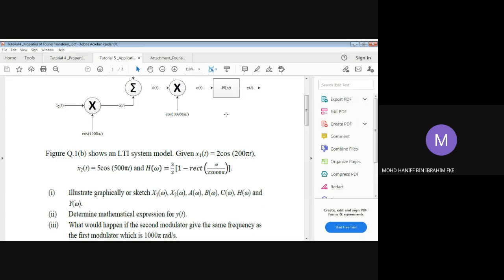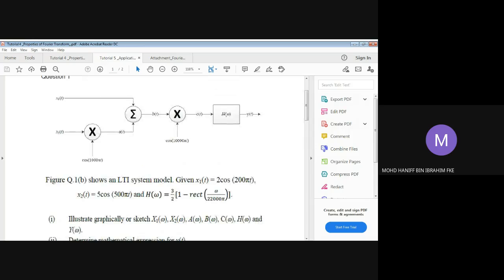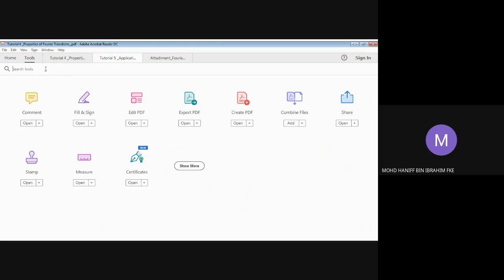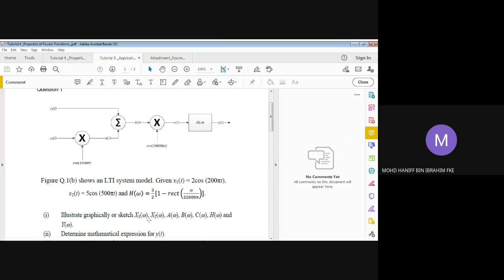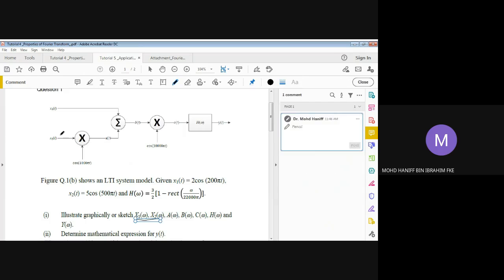Okay, so let us proceed with these questions. I think we need to answer the first questions here, which is to sketch the X1(ω) and X2(ω). So we proceed with this question first, yeah? These two questions, X1(ω) and X2(ω). Okay, let's have a look.